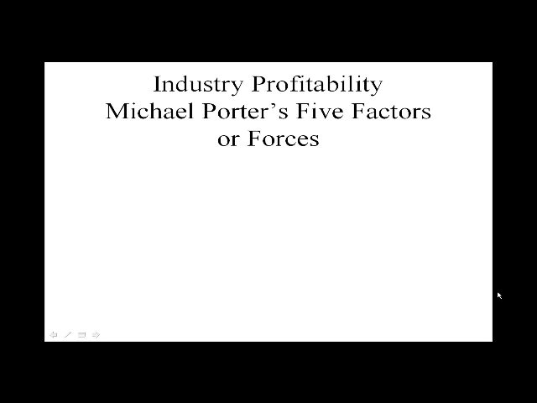Porter's 5 forces or 5 factors was developed by Michael E. Porter from Harvard back initially in 1979, 1980, that kind of time frame. I was very honored and proud to have taken several courses up at the Harvard Business School with Dr. Porter and some of his proteges.